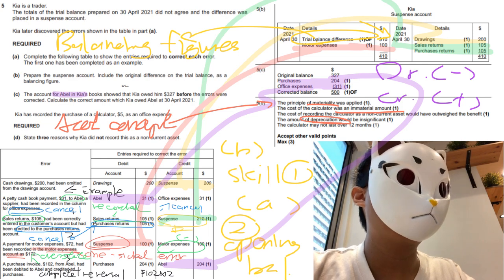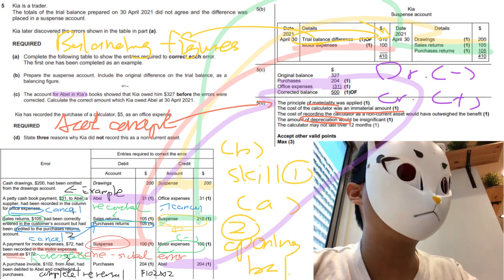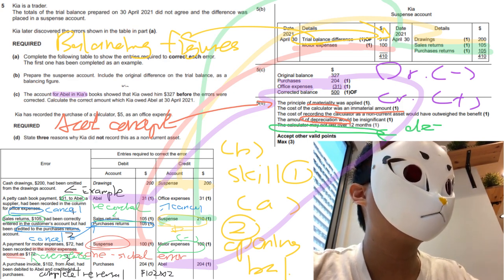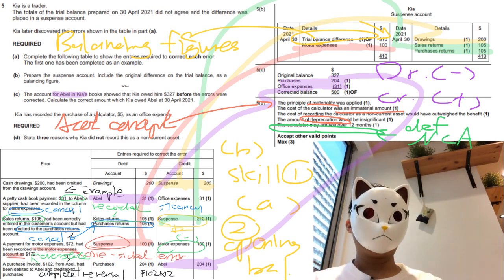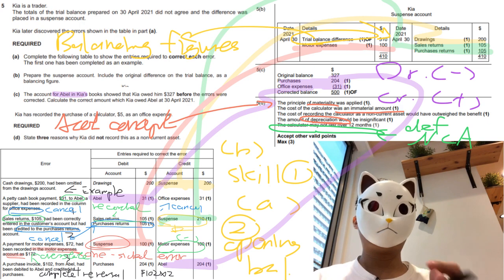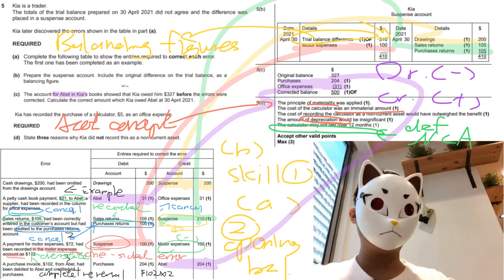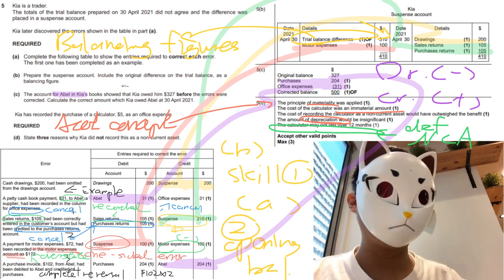Or the second way to do it, you try to define the meaning of non-current asset. A non-current asset is something you use for over 12 months, but it might not apply to the case of the calculator. So this is all the answers for the 2021 June IGCSE accounting syllabus.